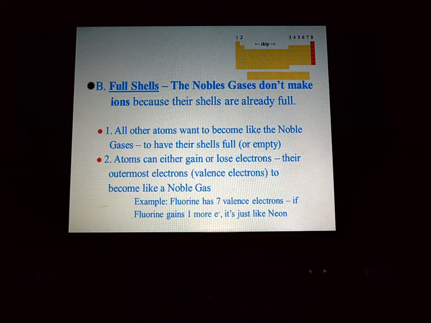The noble gases, by the way, and we'll see this more in a moment, but the noble gases, of course, are already full, so they don't become ions. They're not going to lose or gain any electrons because their shells are already full. Everybody else, however, has partially filled in that outermost shell, that outermost ring, and so that's what they're going to fill up with.